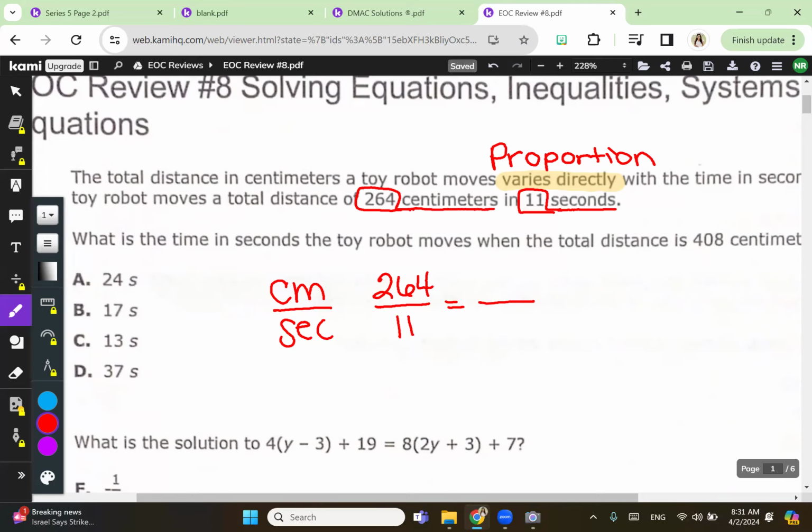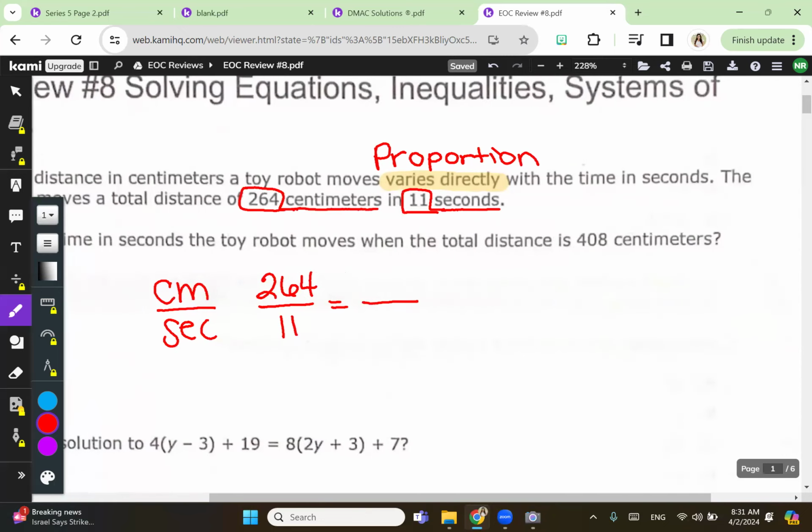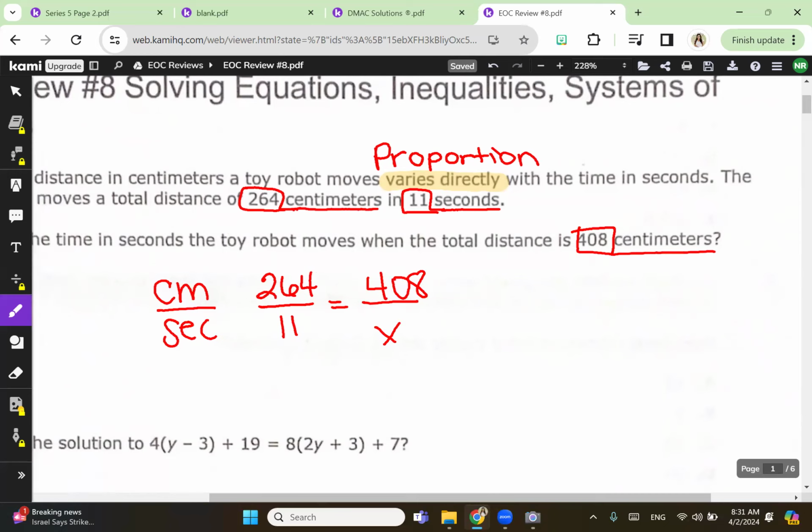They're always going to give you a third value. What is that third value? And that number goes at the top. So then we just solve for x. How do you start solving for x on this?